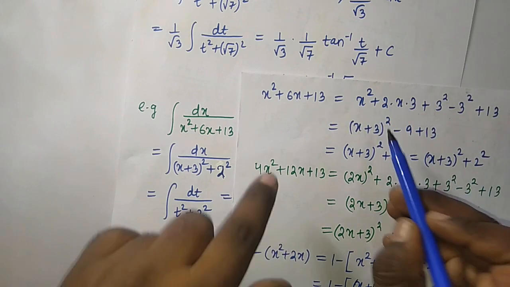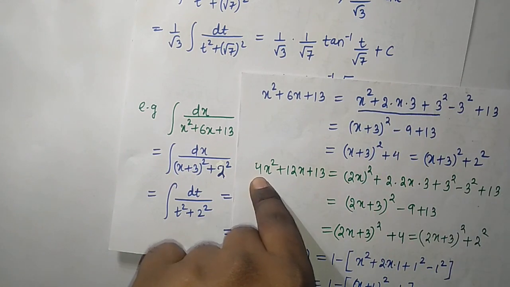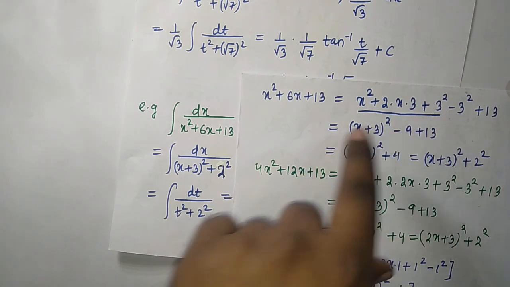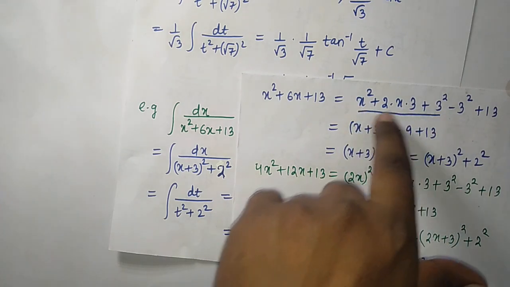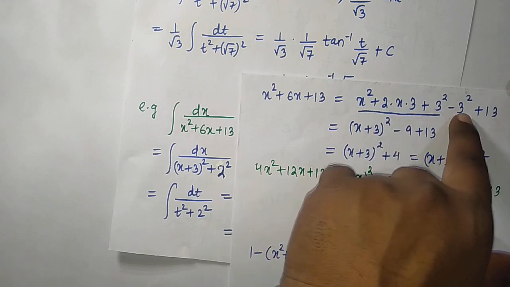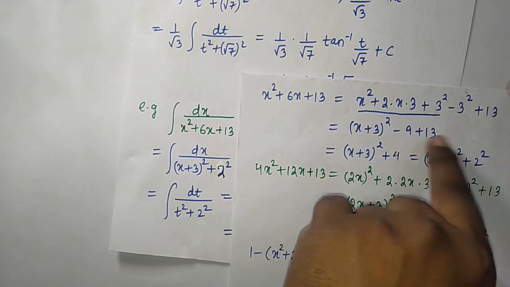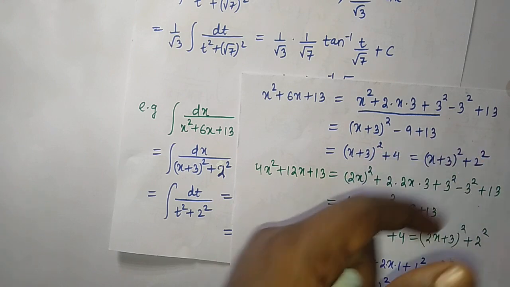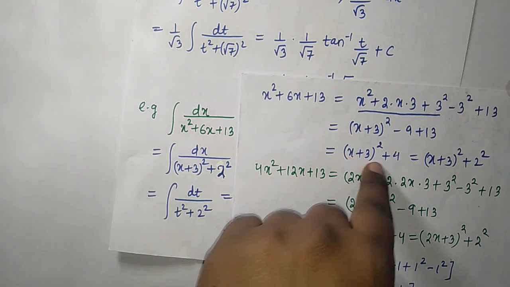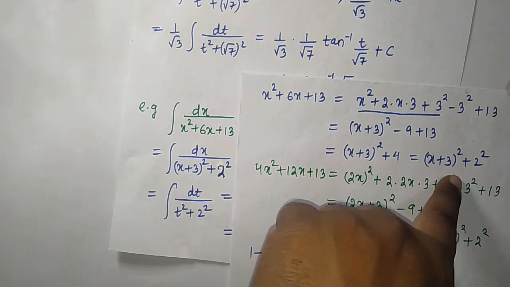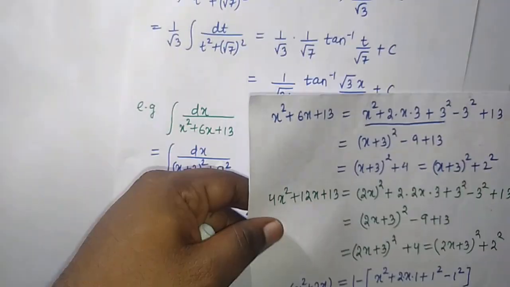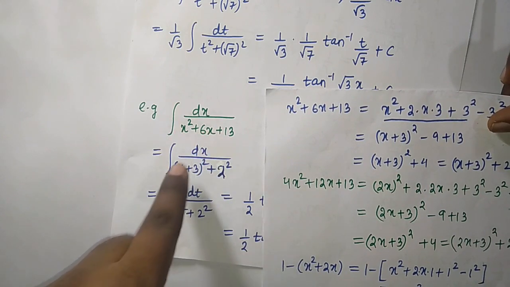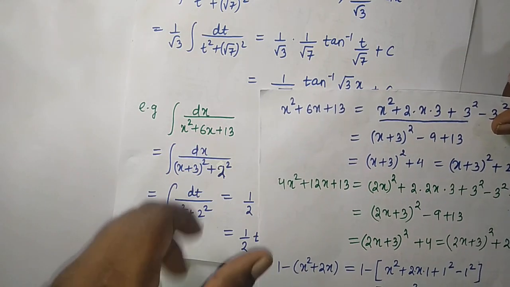Now see this form is in a plus b whole square form. In place of a, x is there, in place of b, 3 is there, so it will become x plus 3 whole square. And this is minus 3 square, which is minus 9, minus 9 plus 13 is equal to 4, and 4 is equal to 2 square. So this becomes x plus 3 whole square plus 2 square. So in place of x square plus 6x plus 13 I have put x plus 3 whole square plus 2 square.